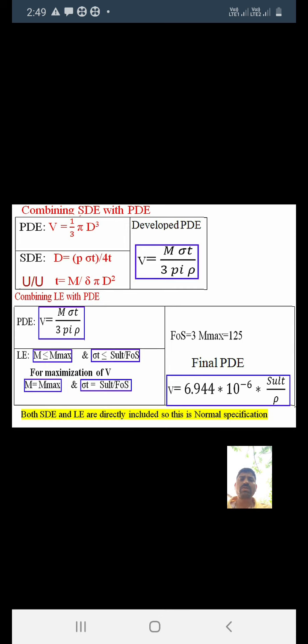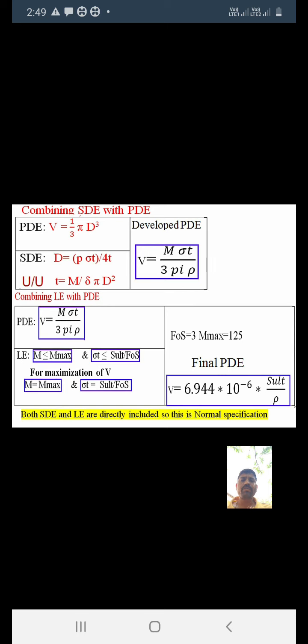V is equal to, you will get m sigma t divided by 3 pi rho. Put the value of D in that equation. V is equal to, then you will get the new PD equation. Then the limiting equation: m is less than or equal to m max, and sigma t is less than or equal to SUT divided by factor of safety.